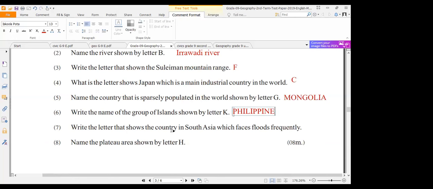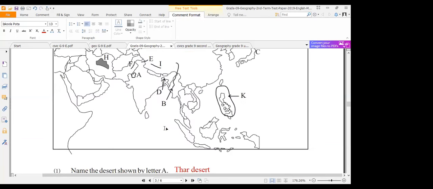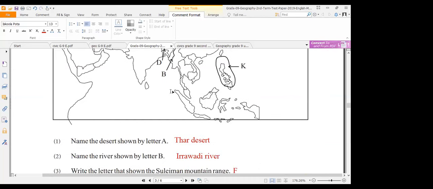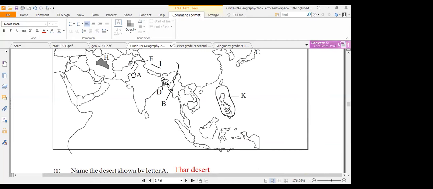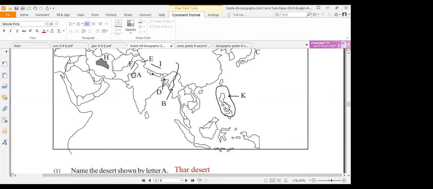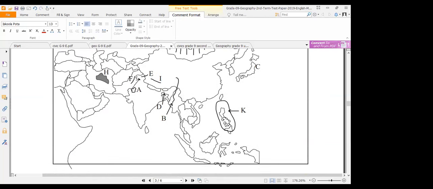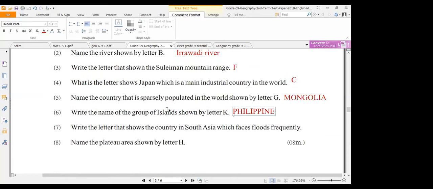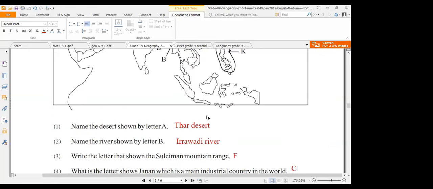Write the letter that shows a country in South Asia which faces floods frequently. Letter D. Yes, what's that country? Bangladesh. The rivers Ganges and Brahmaputra flow there, from India and Nepal, right? Right. Name the letter. Letter D.